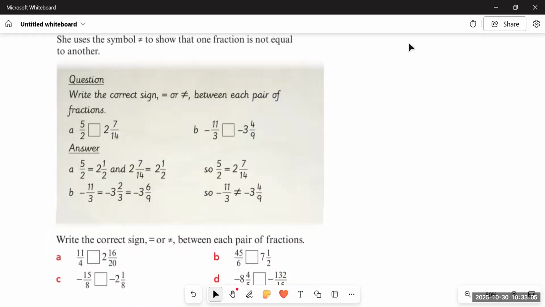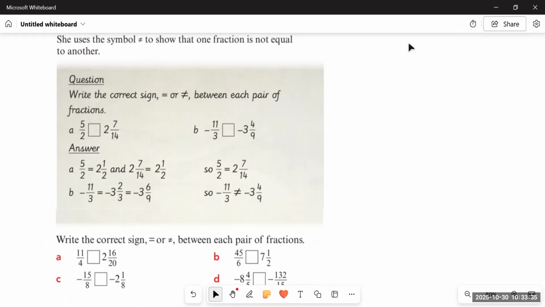Like in the first one, it's 5 over 2 and 2 whole 7 over 14. So what are we supposed to do? First, we will convert the mixed number into improper or improper into mixed number. Whichever method you find convenient, you can go for it. Okay. So if we talk about 5 over 2, it's 2 whole 1 over 2 and we have 2 whole 7 over 14. So we can simplify it.